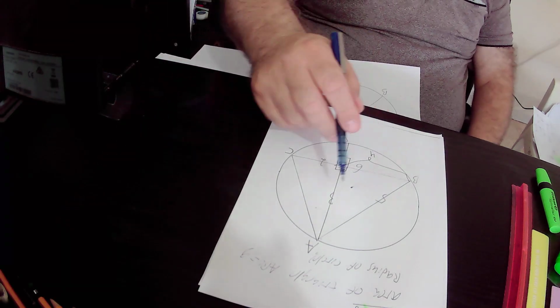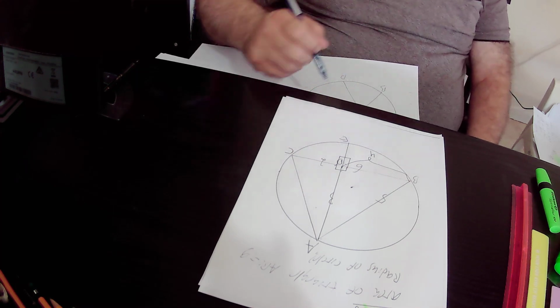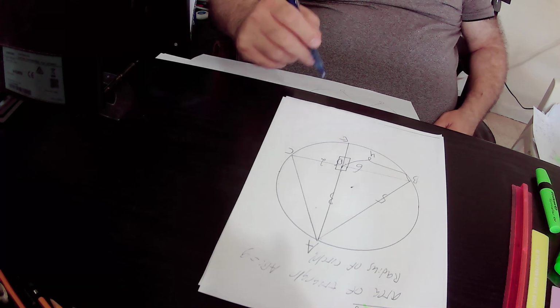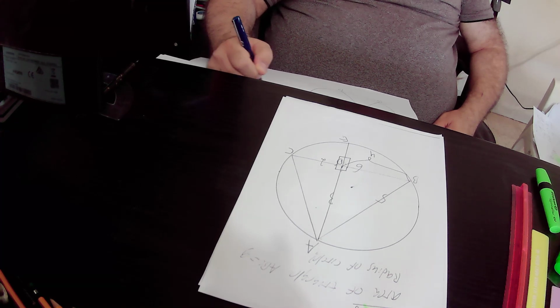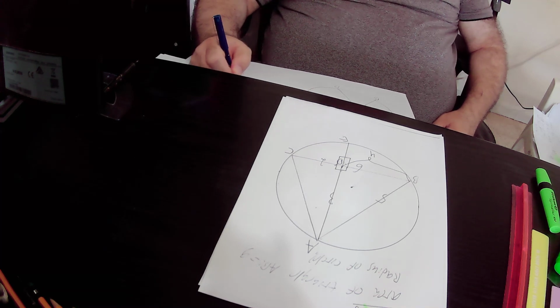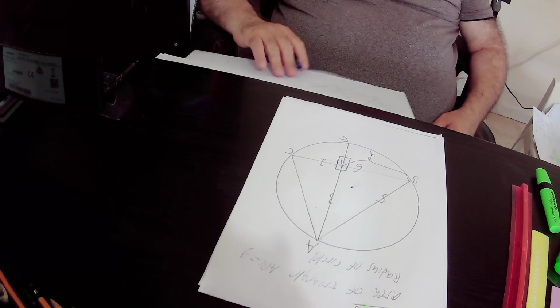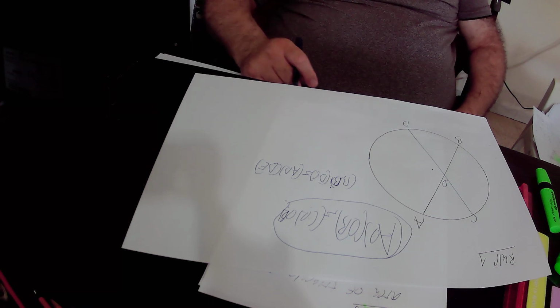we have this circle, and inside this circle we have chord AE that intersects with chord BC at point D. Therefore, according to rule number 1, we get that BD times DC must be equal to AD times DE. So this again, BD times DC equals AD times DE.